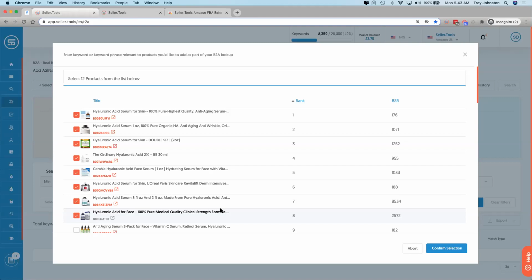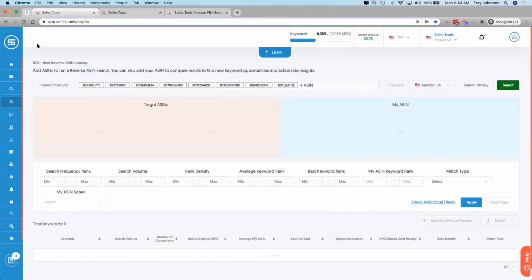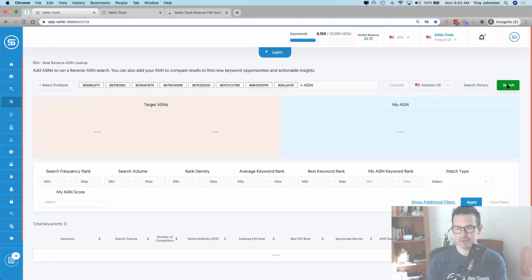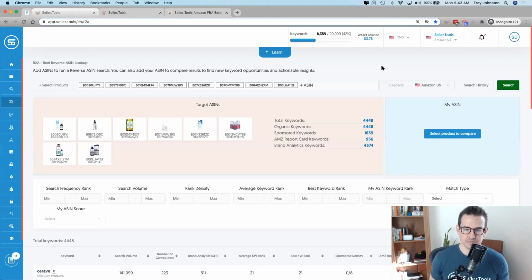I'm going to dial that in a little bit and say, okay, top 8, let's see how they're doing. Let's see what keywords they're ranking for. Confirm that selection. It's going to add it to my R2A search. And then I'm going to go ahead and run that search. And so R2A has gone out, done all the heavy lifting, reviewed these listings, and tried to see what sort of relevant data I can view here now as part of my R2A.